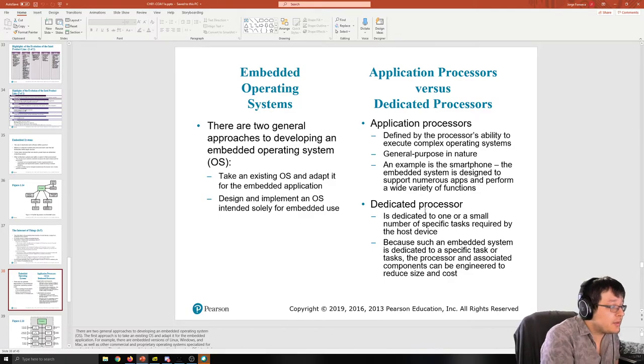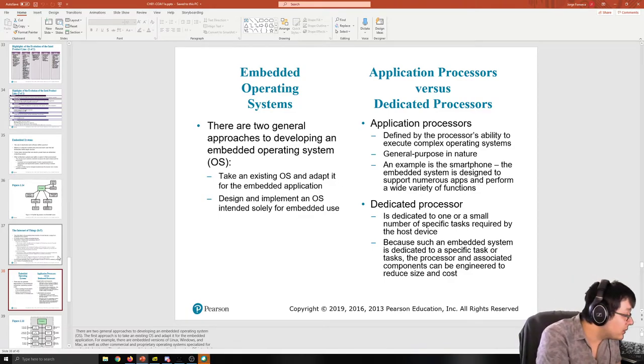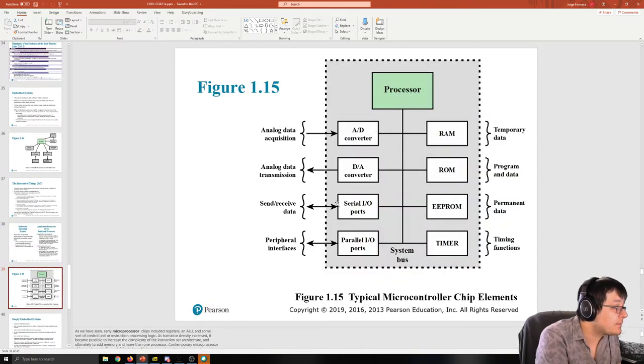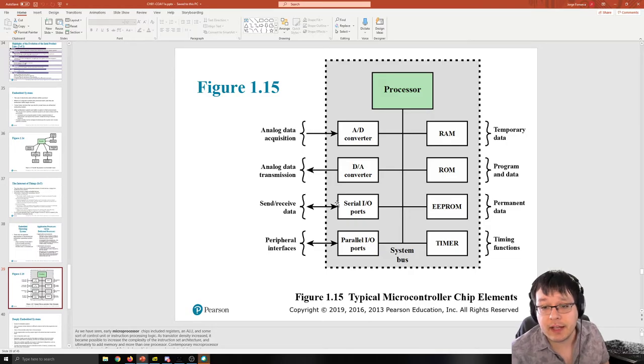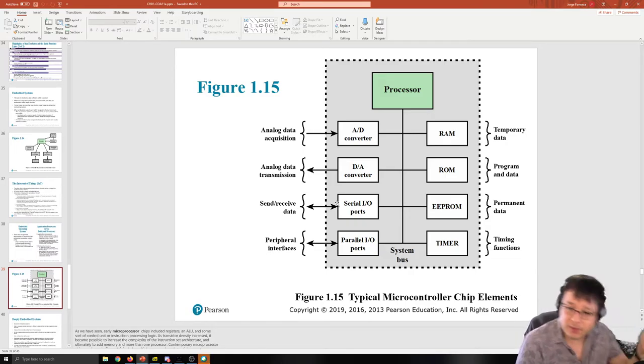So application versus dedicated processes, you can read that on your own. Here's an example of a microprocessor and what kind of things it has. Okay, so this is a good one. I should have put this one up earlier. So we got an analog to digital. Here's the word analog. So at least they tell you one of those things.